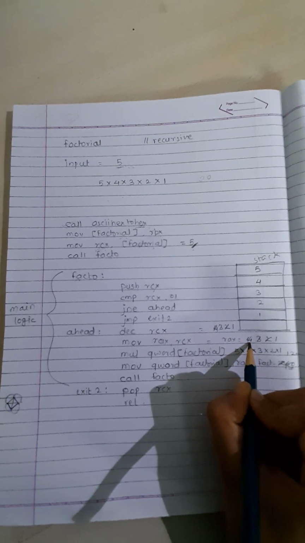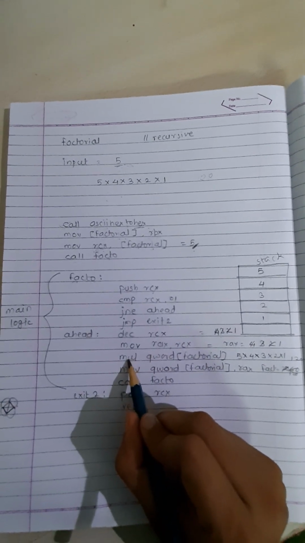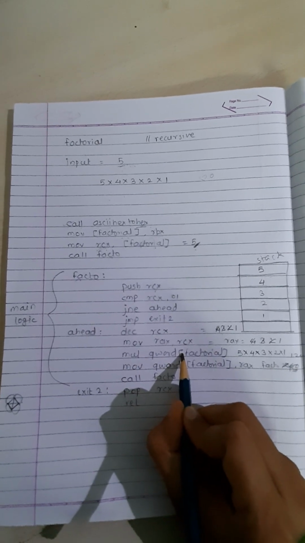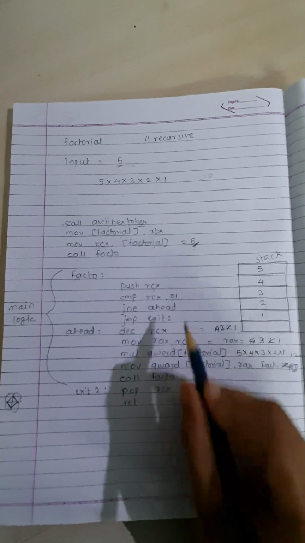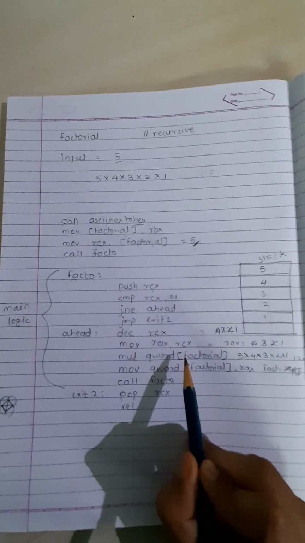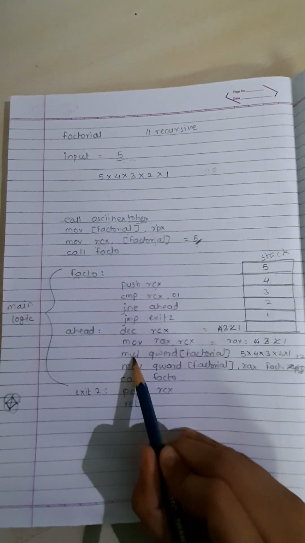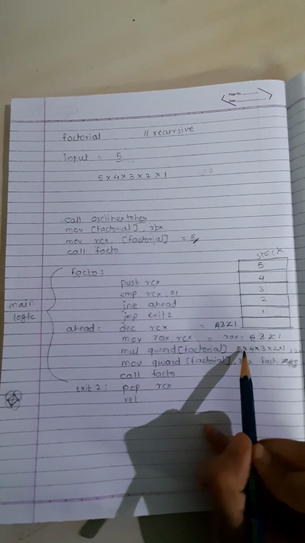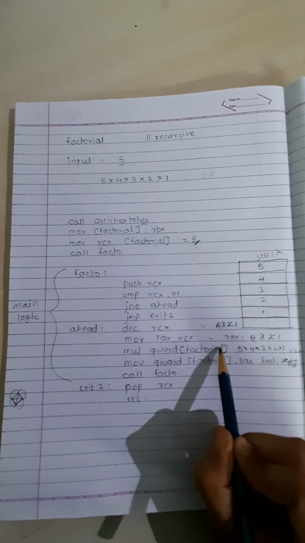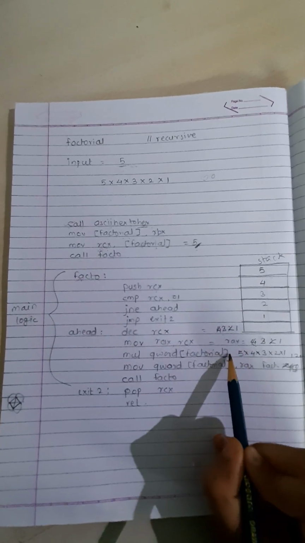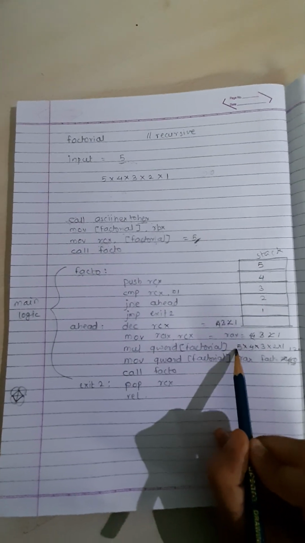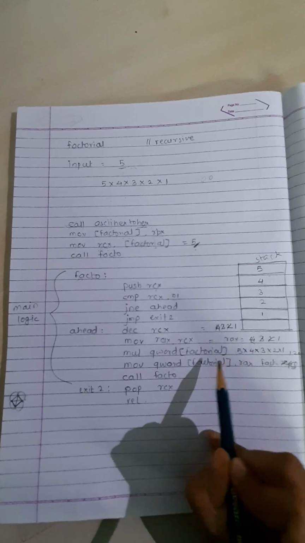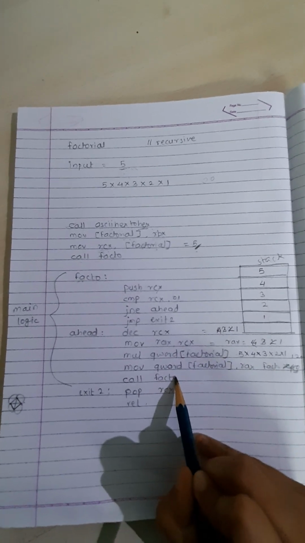Now RX is 4, and here we are multiplying the value of RX and the value of factorial. In factorial we are having 5, and in RX we are having 4. So we are doing 5 into 4, and the result is stored into the RX. So 5 into 4, 20 is in RX. We move that 20 into the factorial, and again we are calling the factor.